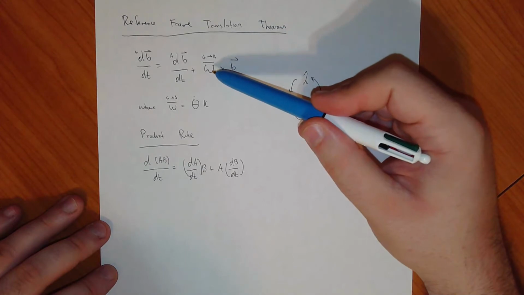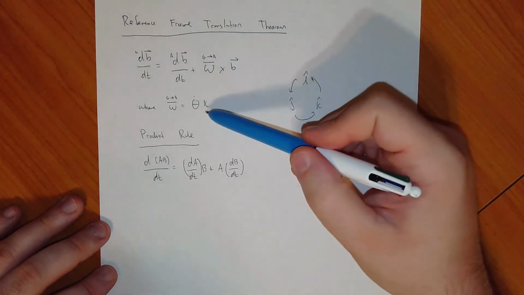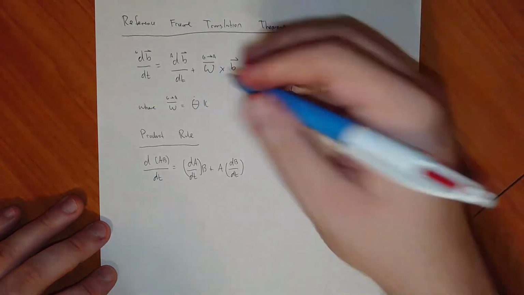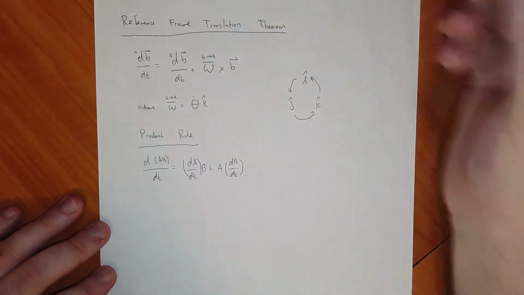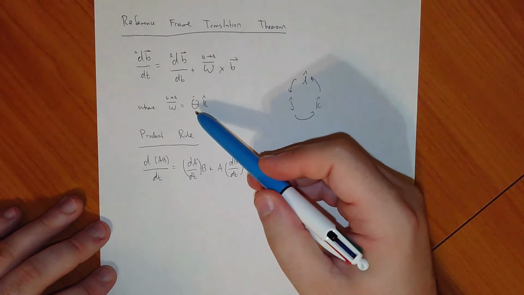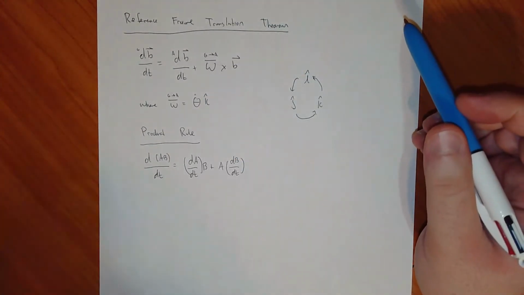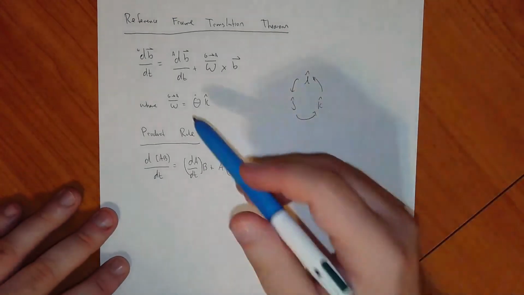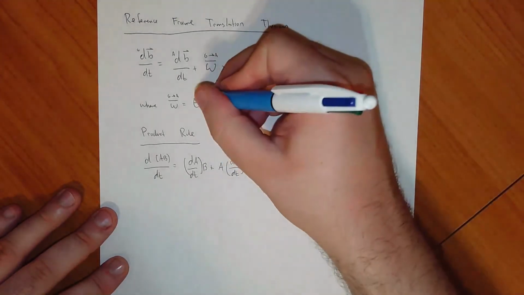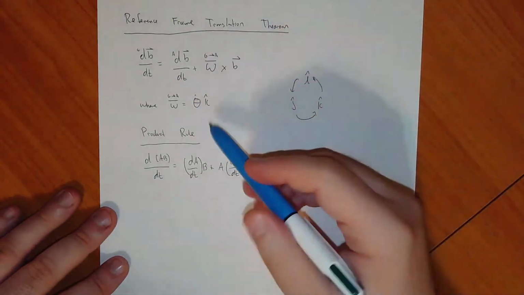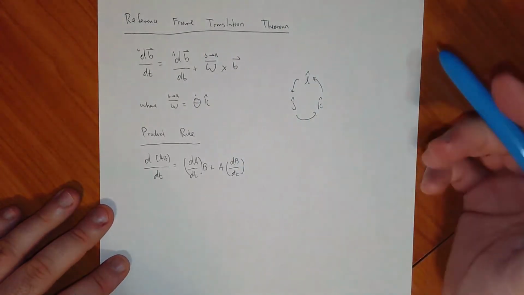The rotational velocity between the reference frames, at least in our case, we're going to call this theta dot k hat. Remember that theta we define as the angle between the ground reference frame and the reference frame A, which is the one that's rotating. So theta dot is just the derivative of that angle with respect to time in the k hat direction, which comes out of the page.